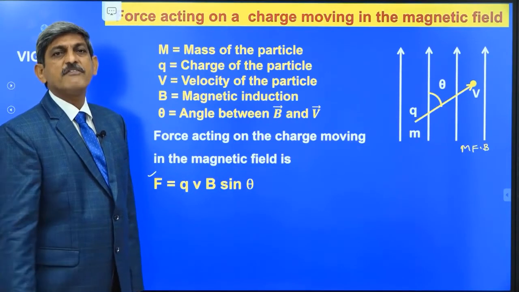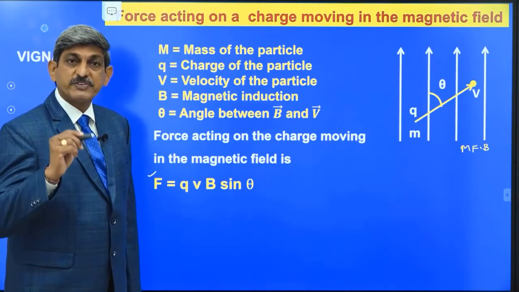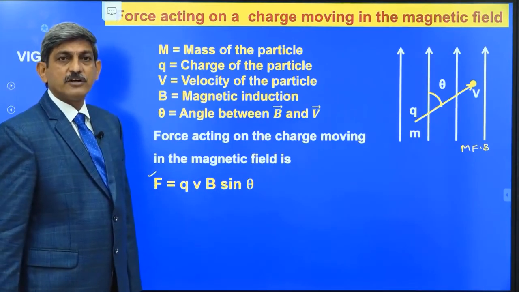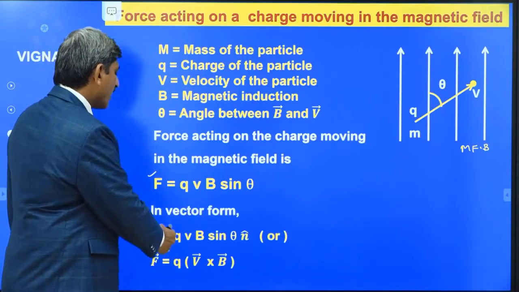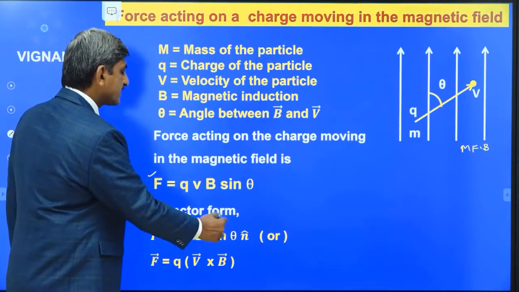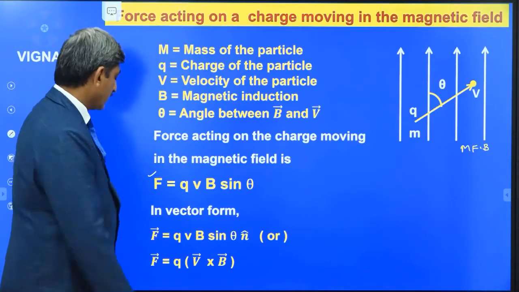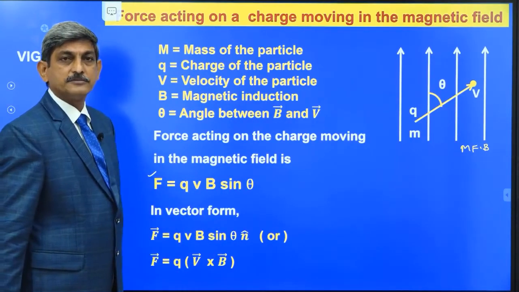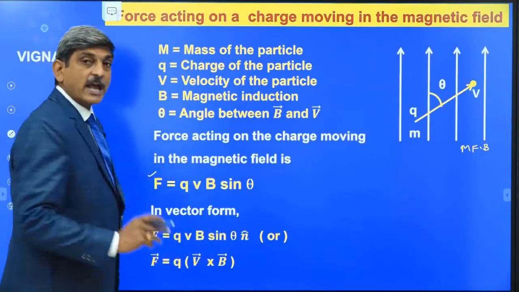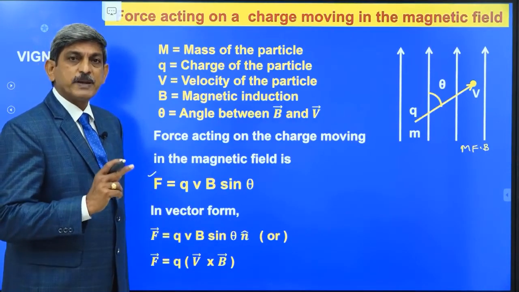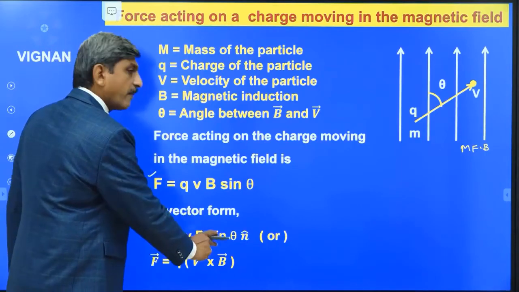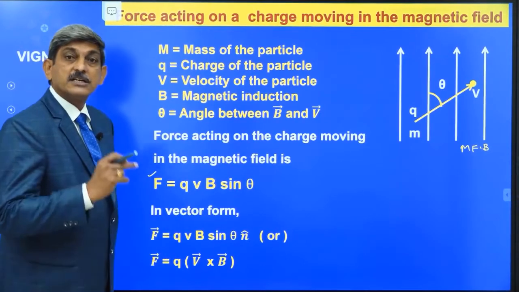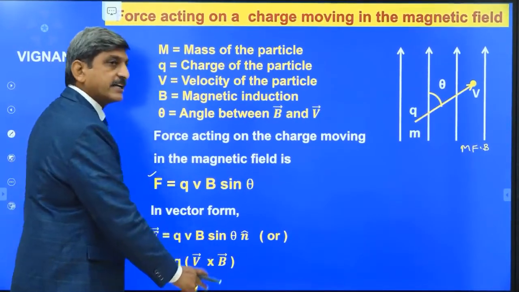But we know that force is a vector quantity. That's why we have to specify the direction also. If we write the force in vector form, we can write it as F bar = qvB sin theta n cap, or F bar = q times v bar cross B bar. Here n cap is the unit vector which is perpendicular to both v bar and B bar, and F bar is the cross product of the velocity vector and the magnetic induction vector.